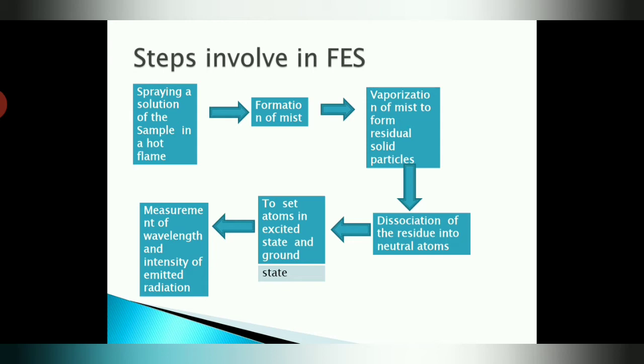and it gets converted into solid particles. The solid particles dissociate, and there is generation of neutral atoms. Finally, the atoms are set into the excited state and the ground state. After neutral atoms are generated, they are stable in the excited state and ground state, and finally measurement of the wavelength and the intensity of the emitted radiation is carried out.